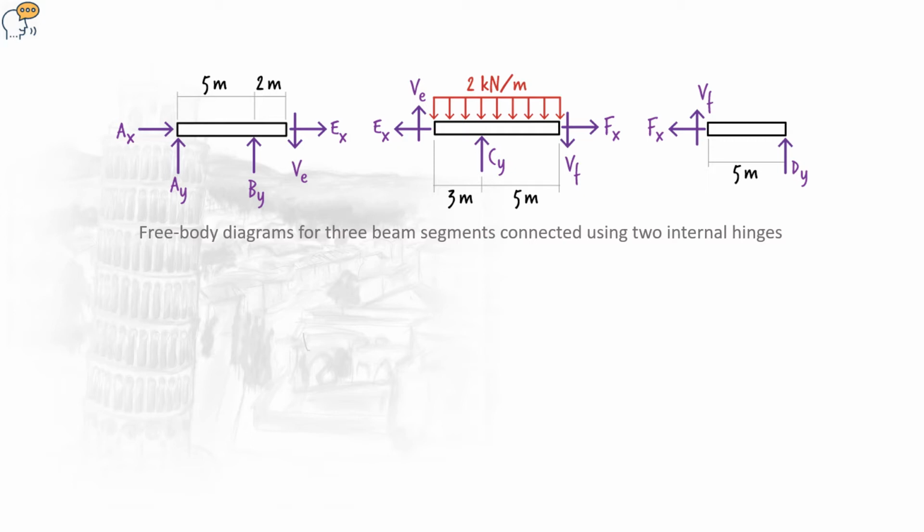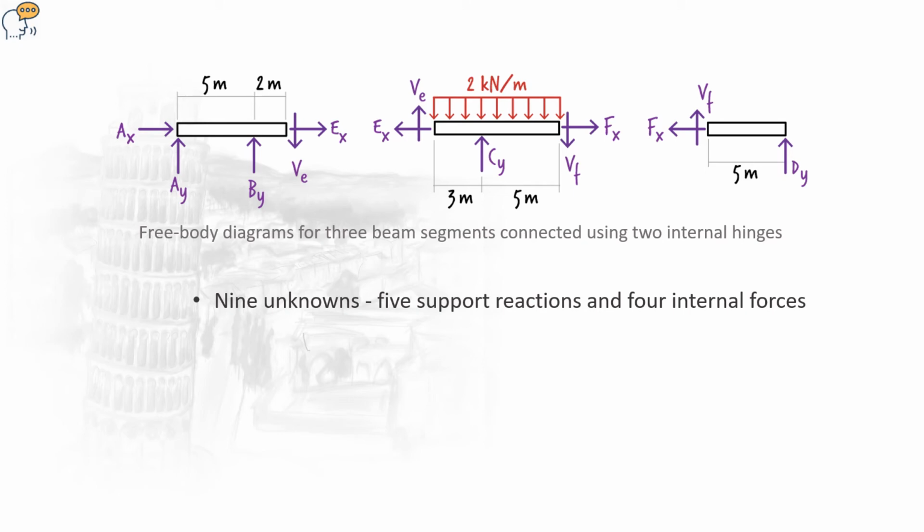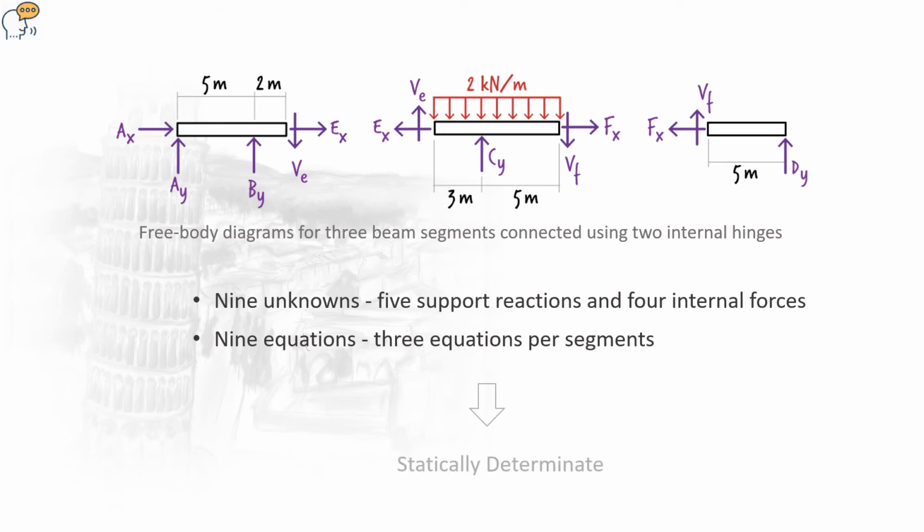If we cut the beam at the hinges, we get these free body diagrams. As you can see here, we are introducing a shear force and an axial force at each cut point. The internal forces at joints E and F, plus the support reactions, give us a total of 9 unknowns. Since we have 3 beam segments, and we can write 3 equilibrium equations for each segment, we get a total of 9 equations. Given that the number of equations is equal to the number of unknowns, the beam is considered statically determinate.